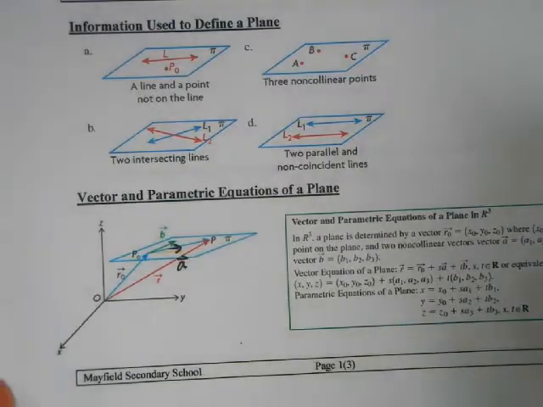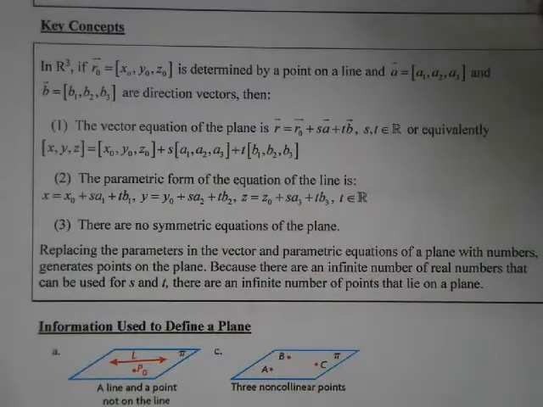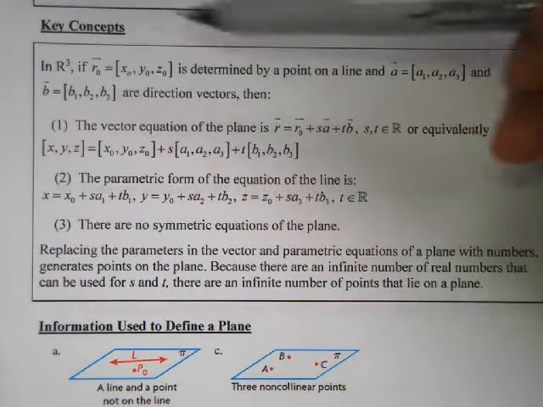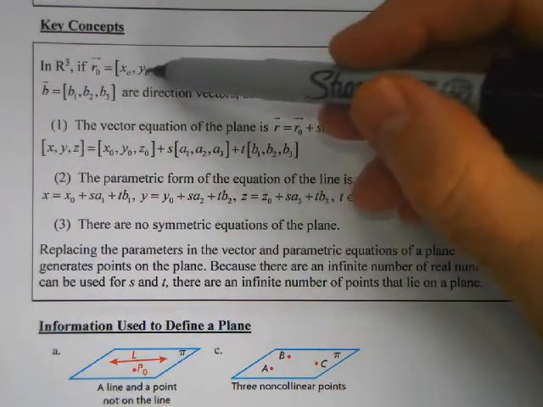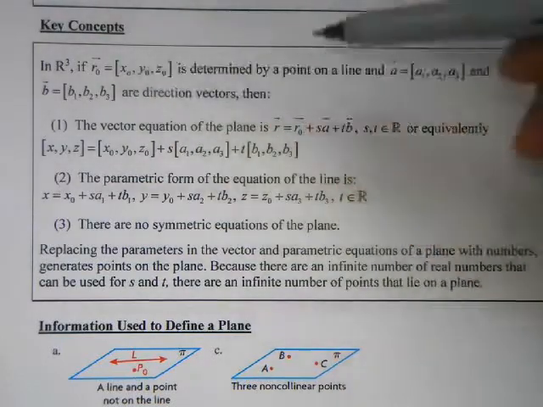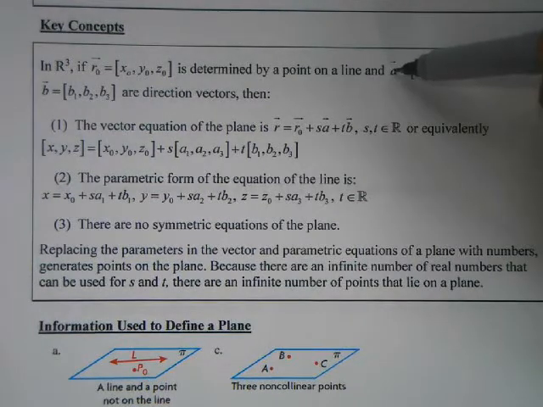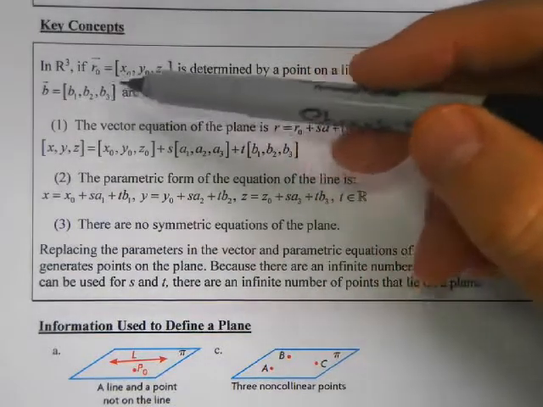Okay, so if we go back to the key concepts here. Okay, so in R3, if this is our position vector that gets us to that point, x0, y0, z0, we need that to start off with, and then we have two different direction vectors that are needed for the plane. We call them A and B in this case, and the components are A1, A2, A3 for vector A, B1, B2, B3 for vector B.